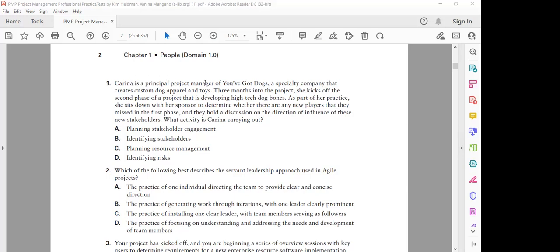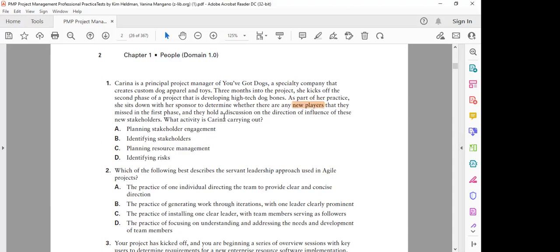So she is a project manager. I don't know what she needs. Three months into the project, she kicks off the second phase. As part of her practice, she sits down to determine whether there are any new players that they missed in the first phase. Players means it could be the stakeholders, right?